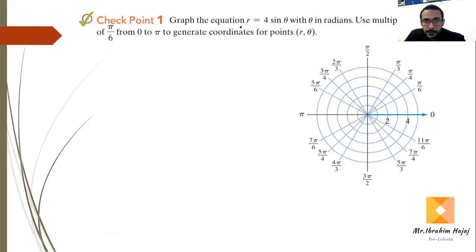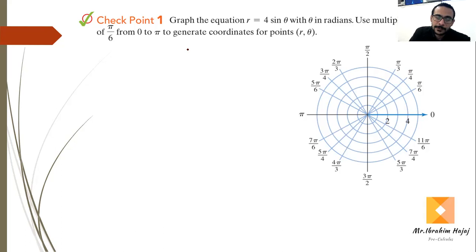Checkpoint number 1. Graph r equals 4 sine theta. Now we've become professional. So I'm going to ask now. Let's ask here, Omar. Yes, can I solve, Mr.? Yes, Faris, go ahead, only show how to do it.